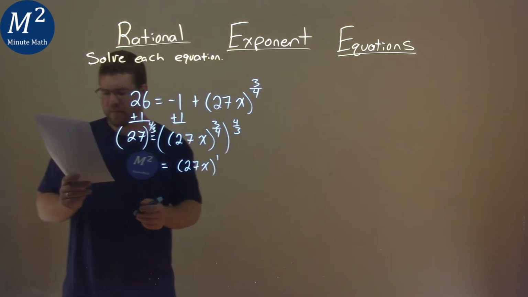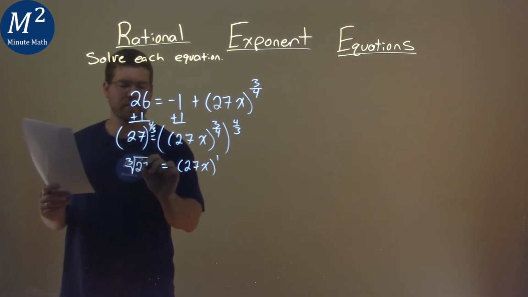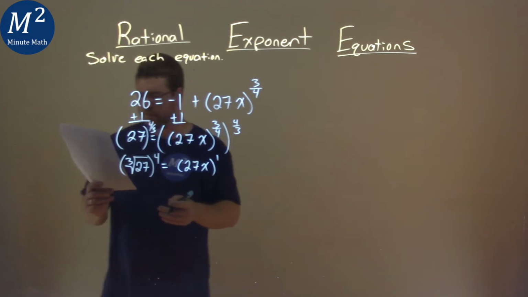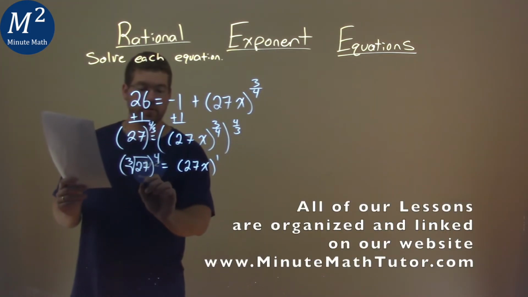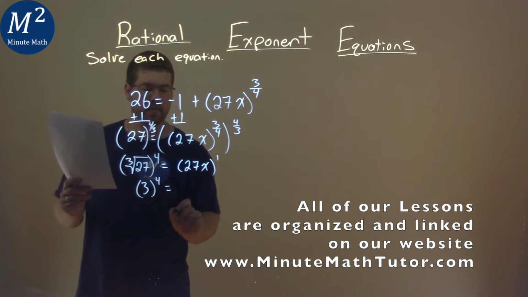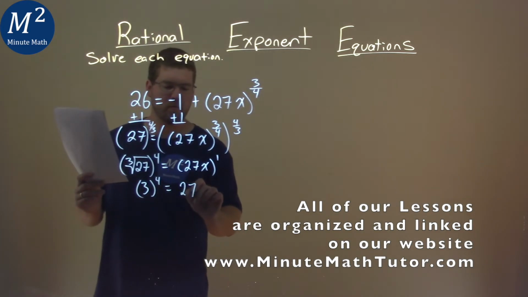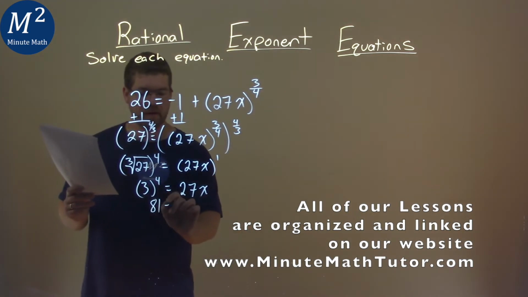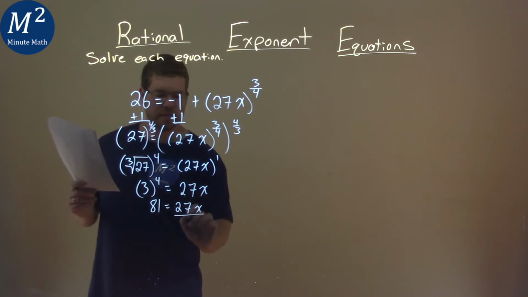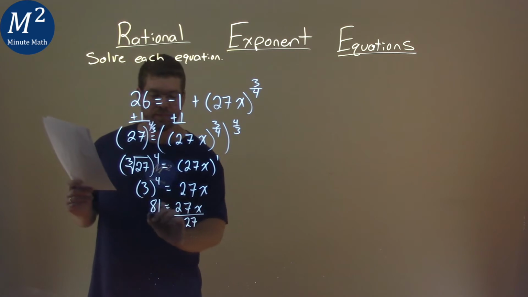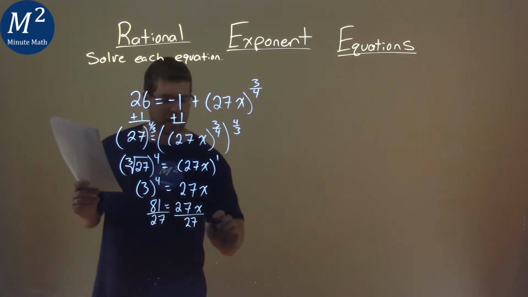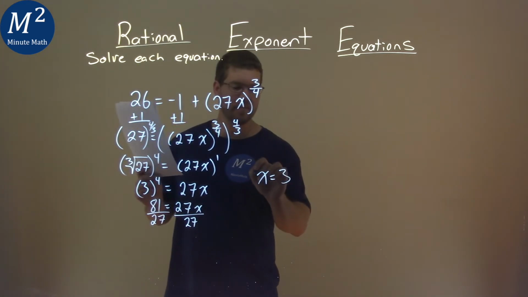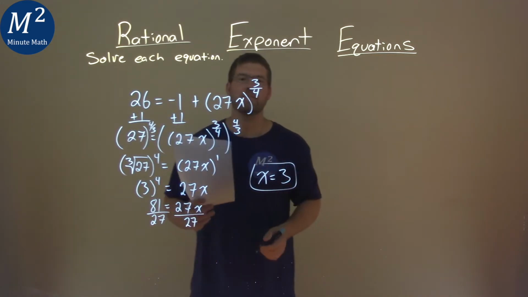27 to the 4/3 power is the same as the 3rd root of 27, all to the 4th power. So now we got to keep simplifying. What's the 3rd root of 27? The 3rd root of 27 is a 3. We're going to raise that to the 4th power. And we don't really need to write to the first power here. So we have 27x. Then from there, 3 to the 4th power is an 81 equals a 27x. Our rules say we divide both sides now by 27, right? And we have x completely by itself. I'll put it here. And 81 divided by 27 comes out to be a 3. And so my final answer here is x equals 3.